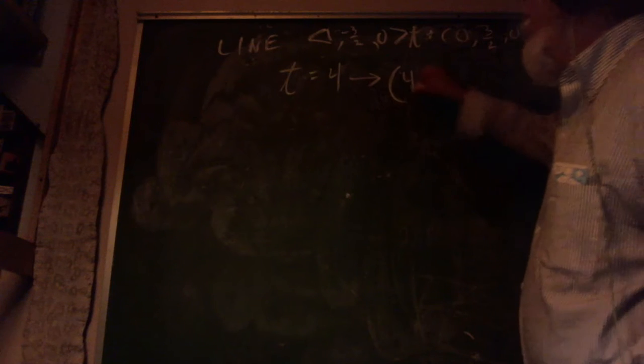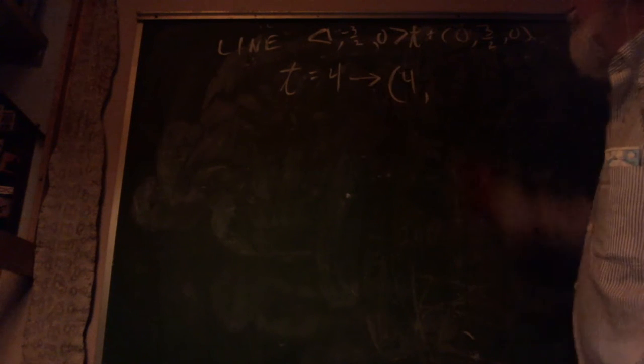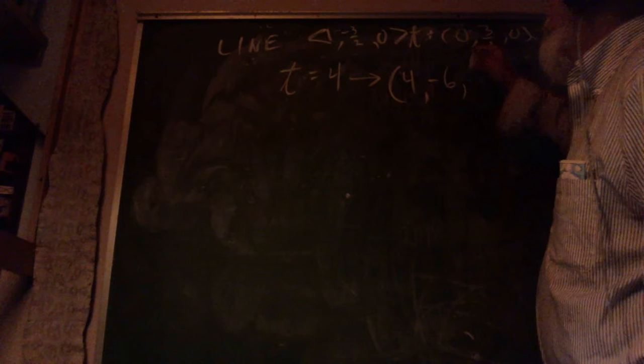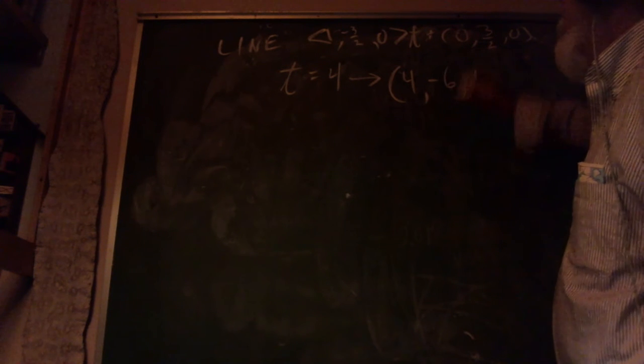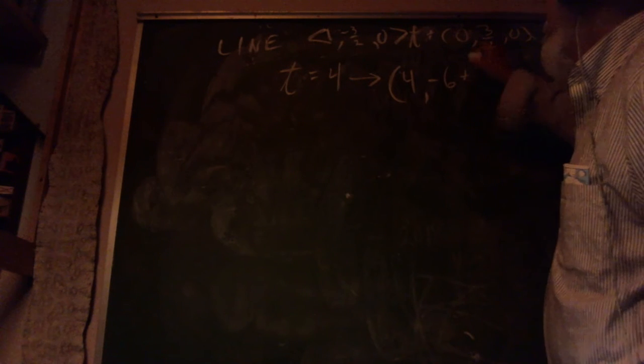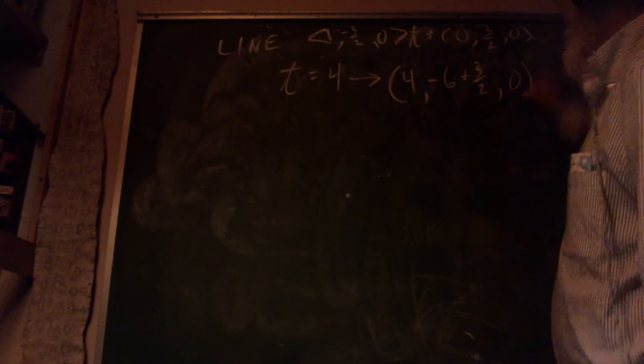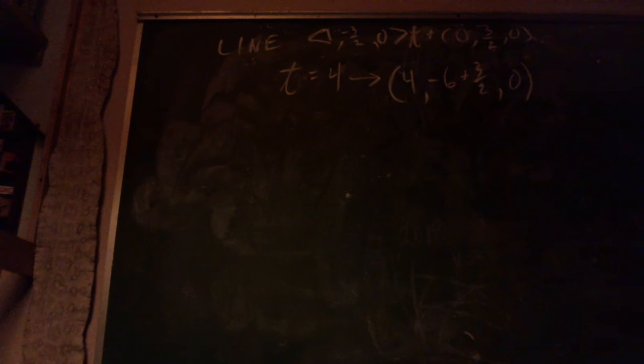4 times 1 is 4. 4 times negative 3/2 is negative 6. Plus 0, plus 3, whoops, plus 3/2 there. And I have a 0. So I still got the 3/2. That was really not smart of me. I should use t equals 1. That would have been smart. The 3/2 would have bought it.